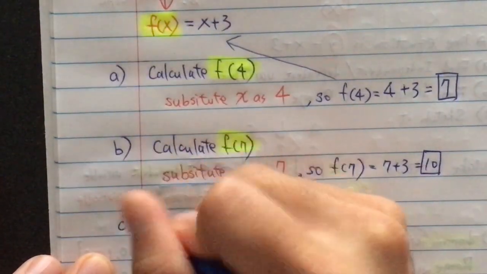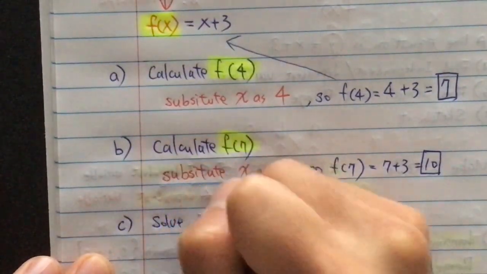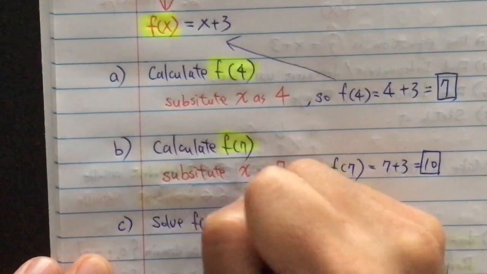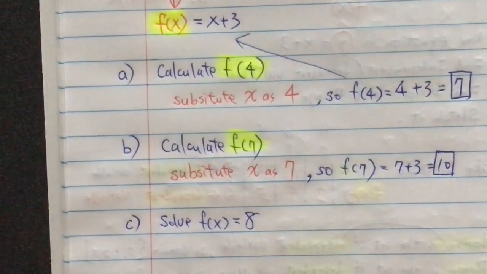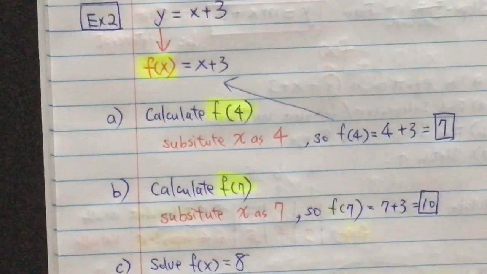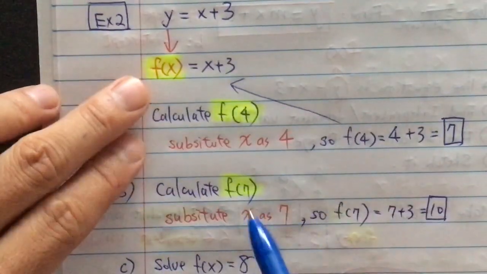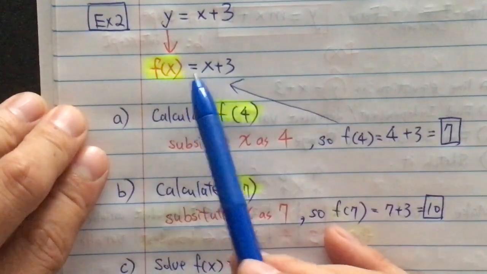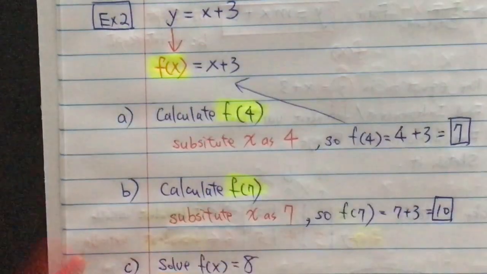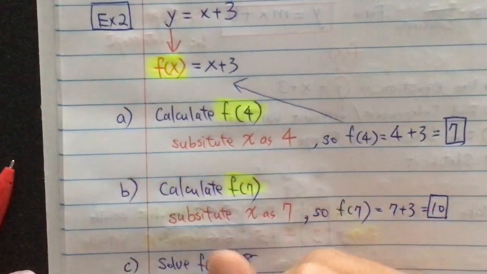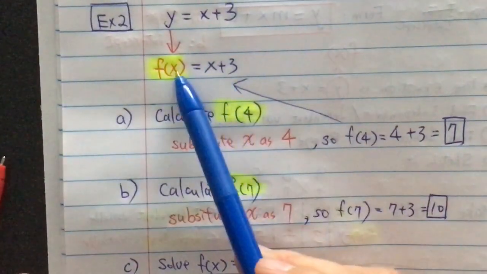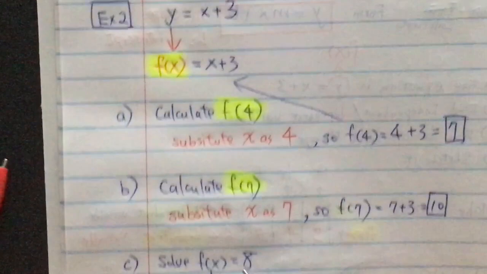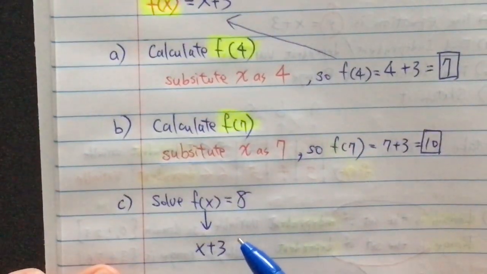Question C. Solve f of x equal to 8. Oh, this question is a little different, but still similar. Okay, so what is f of x? In the beginning, f of x equals x plus 3, right? f of x equals x plus 3. So here, x plus 3. You get it?